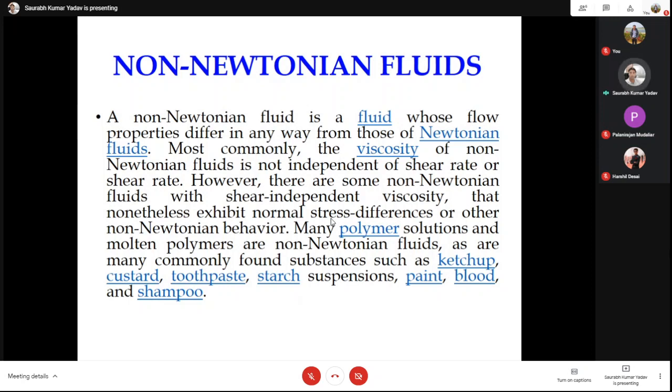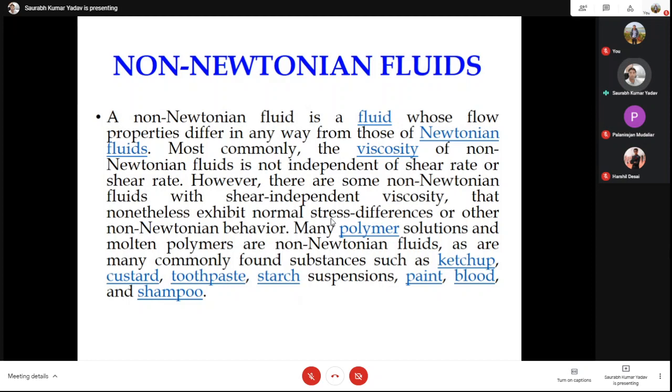In blood, we have red blood cells, white blood cells, and various other suspended particles. So blood is characterized as a micropolar fluid, a special class of fluid. In ketchup, we have suspensions of various solid particles. Similarly, custard and toothpaste are semi-solid fluids, along with starch. Another example is shampoo, which has the property of a non-Newtonian fluid. In shampoo you can see that it will not flow automatically, but when we apply pressure it starts flowing, as its viscosity decreases.